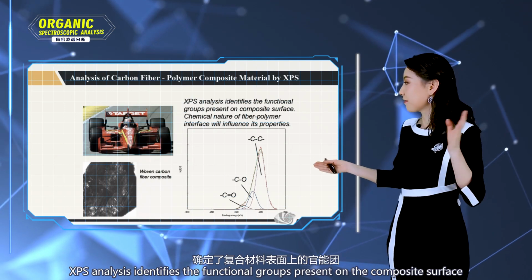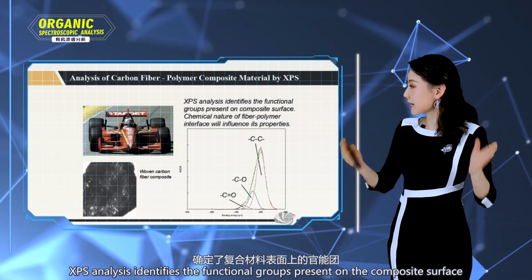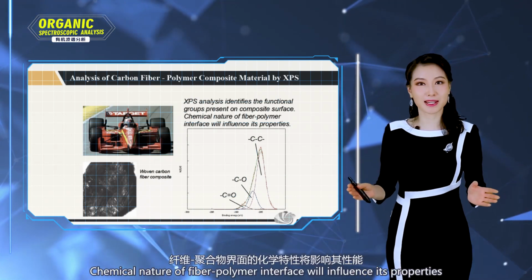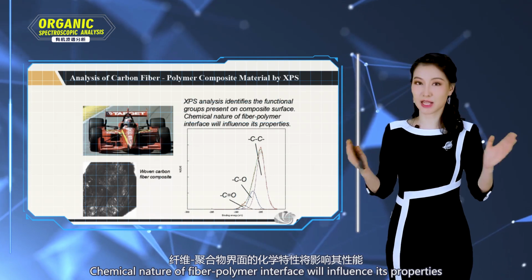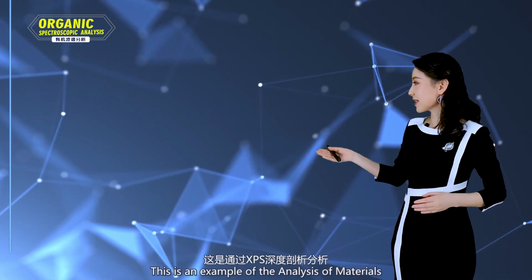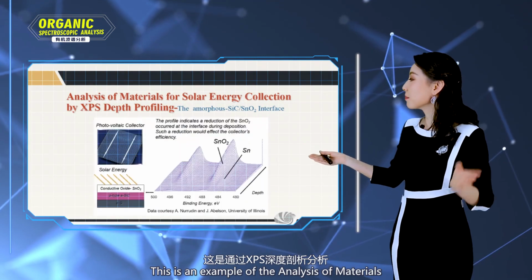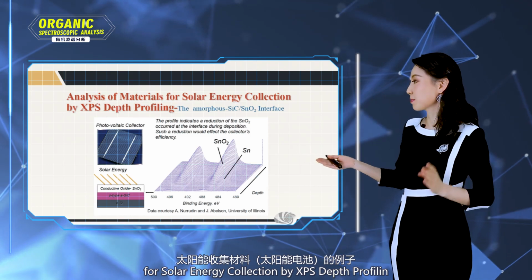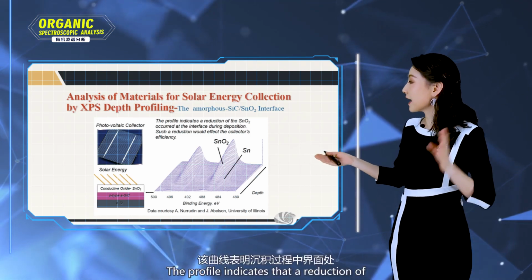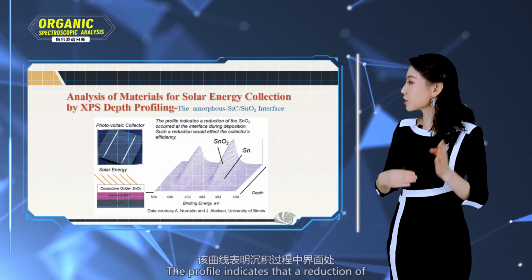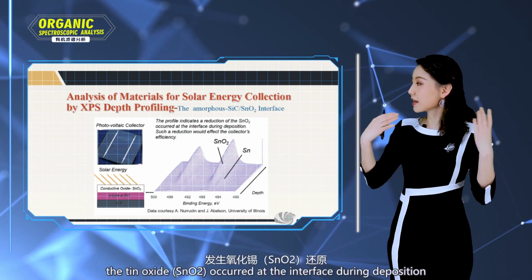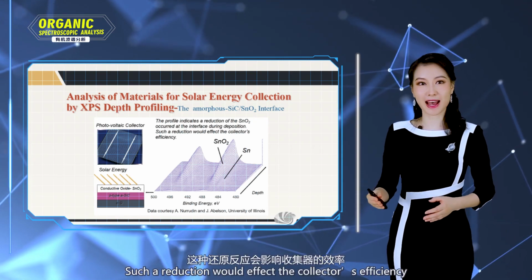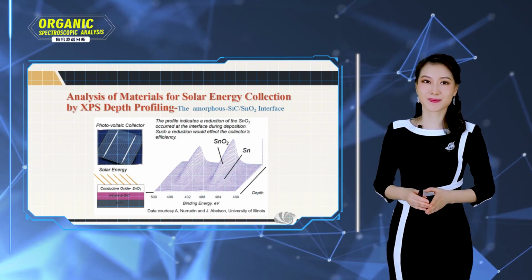XPS analysis identifies the functional groups present on the composite surface. The chemical nature of the fiber polymer interface will influence its properties. This is an example of analysis of materials for solar energy collection by XPS depth profiling. The profile indicates that reduction of the tin oxide occurred at the interface during decomposition. Such a reduction would affect the collector's efficiency.